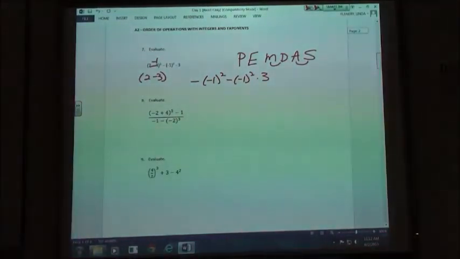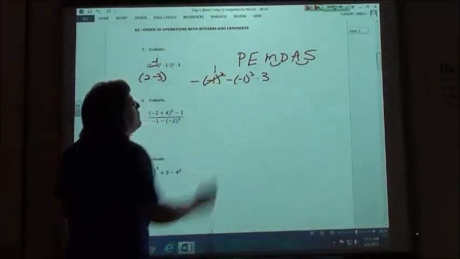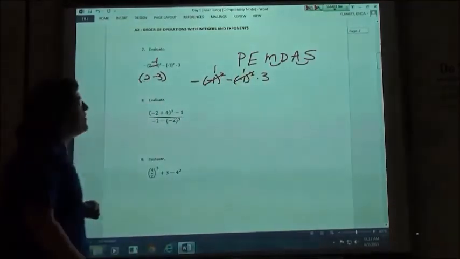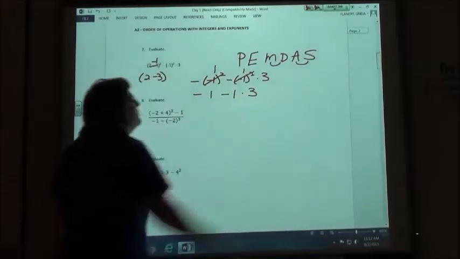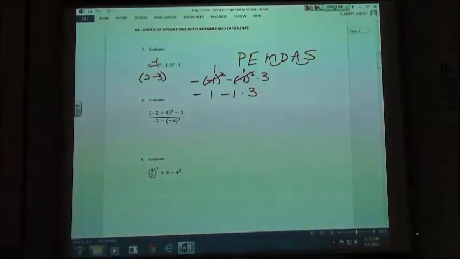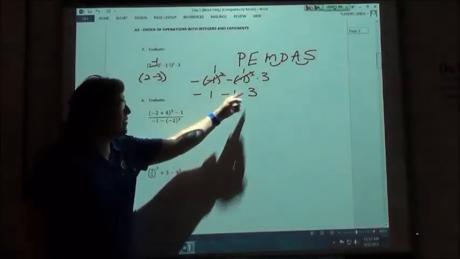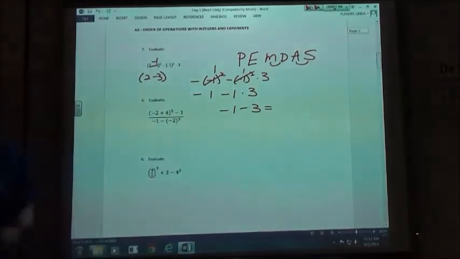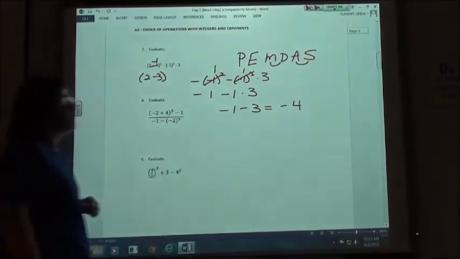Next thing I have to do is the exponents. So I'm going to square my negative 1, which makes that a positive 1. I'm going to square that negative 1, which also makes that positive 1. So now I have minus 1 times 3. Multiplying and dividing from left to right. Here I have multiplying, negative 1 times 3, so I have negative 1 minus 3. Then I can do my adding, subtracting. My answer then is negative 4.